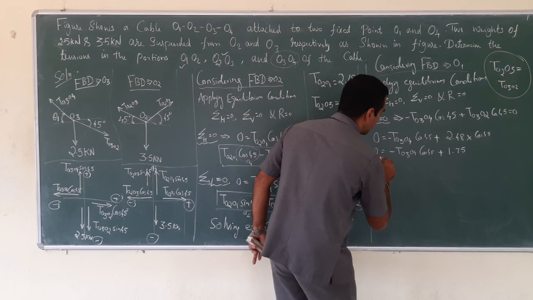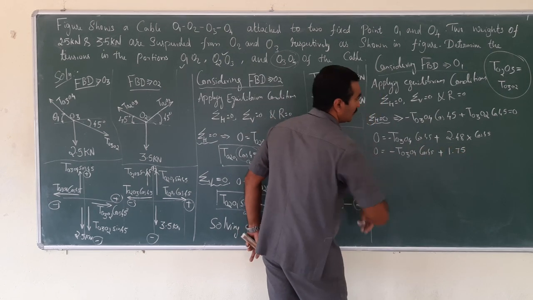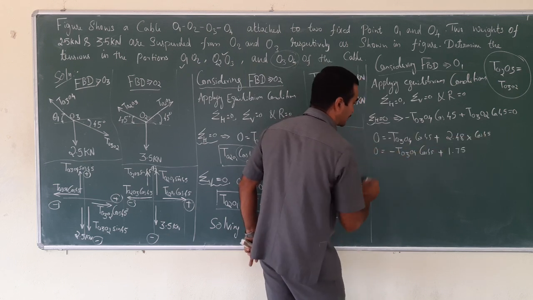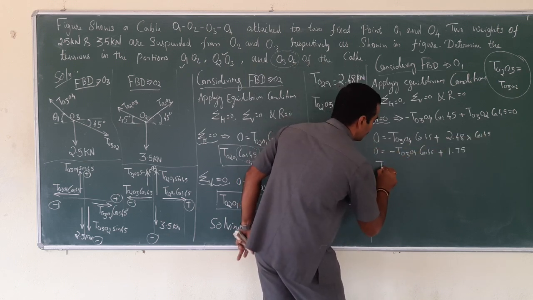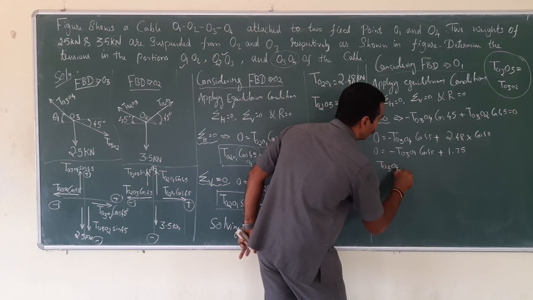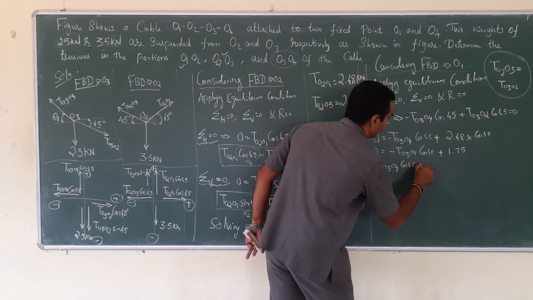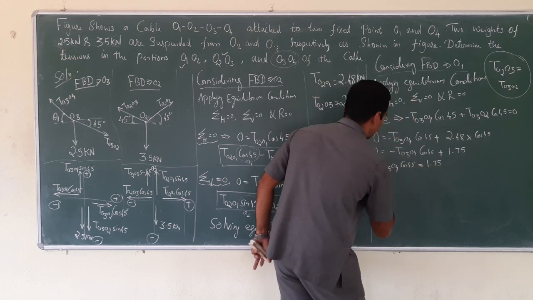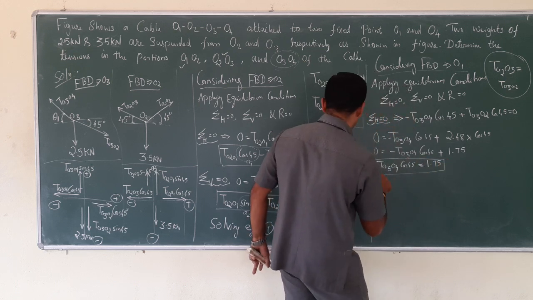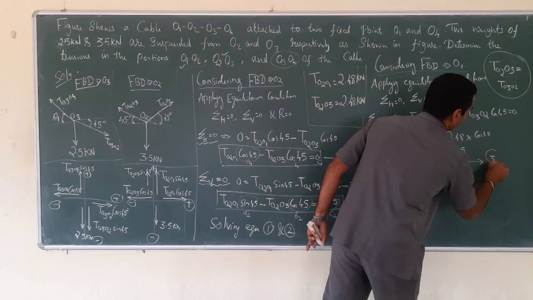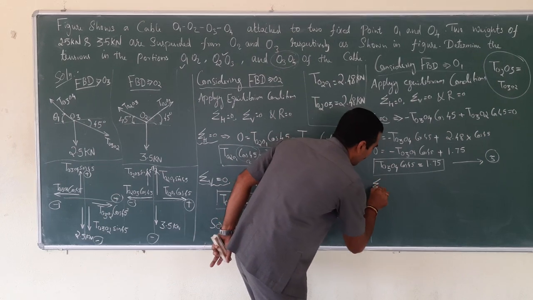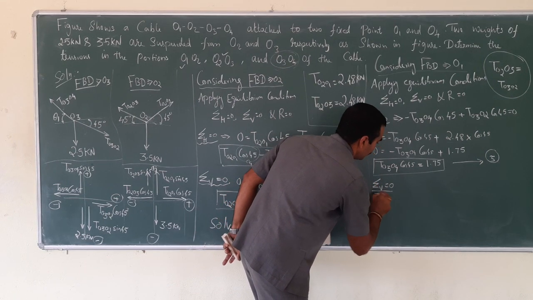Let me bring this to the left hand side. So it will have a minus sign, and minus minus gets cancelled. So TO3O4 cos 45 equal to 1.75. This is equation number 3. Let me now resolve all the vertical forces here.